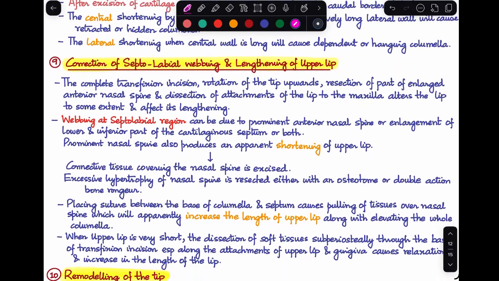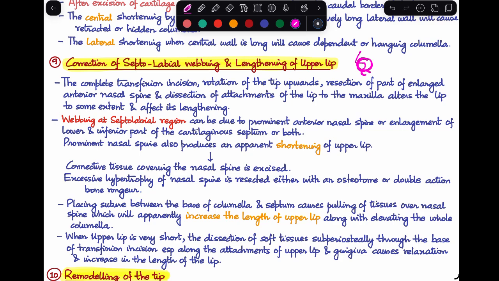Coming to our next step, which is correction of the septolabial webbing and lengthening of the upper lip. So if this is the nose and this is the upper lip, this region that you see in between the columella or the base of the nose and the lip is the septolabial region. So the complete transfixion incision, the rotation of the tip upwards and dissection of part of the enlarged anterior nasal spine and dissection of attachments of the lip to the maxilla, all of these things, they can actually end up altering the upper lip to some extent and lead to lengthening of this region.